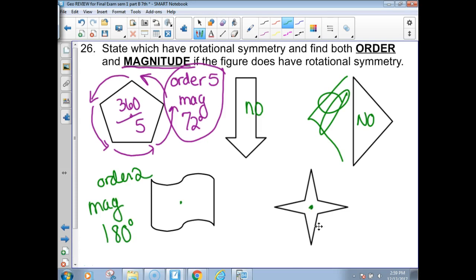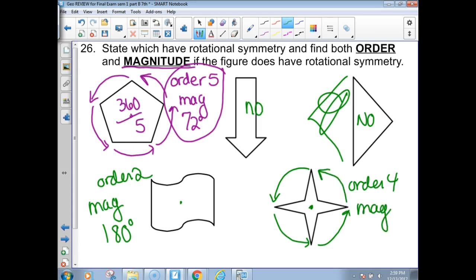Okay, what is the order of the star thing? Okay, order 4. How many degrees does it take for this point to get to that point? Okay, so that's order 4. And the magnitude is 90.